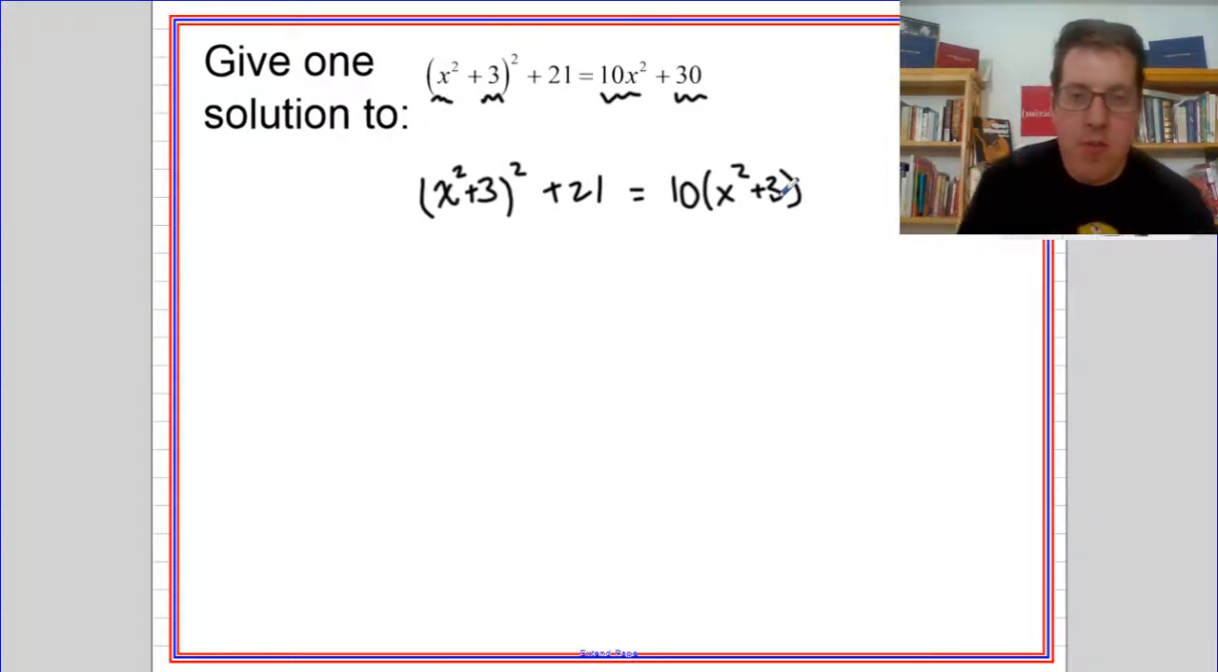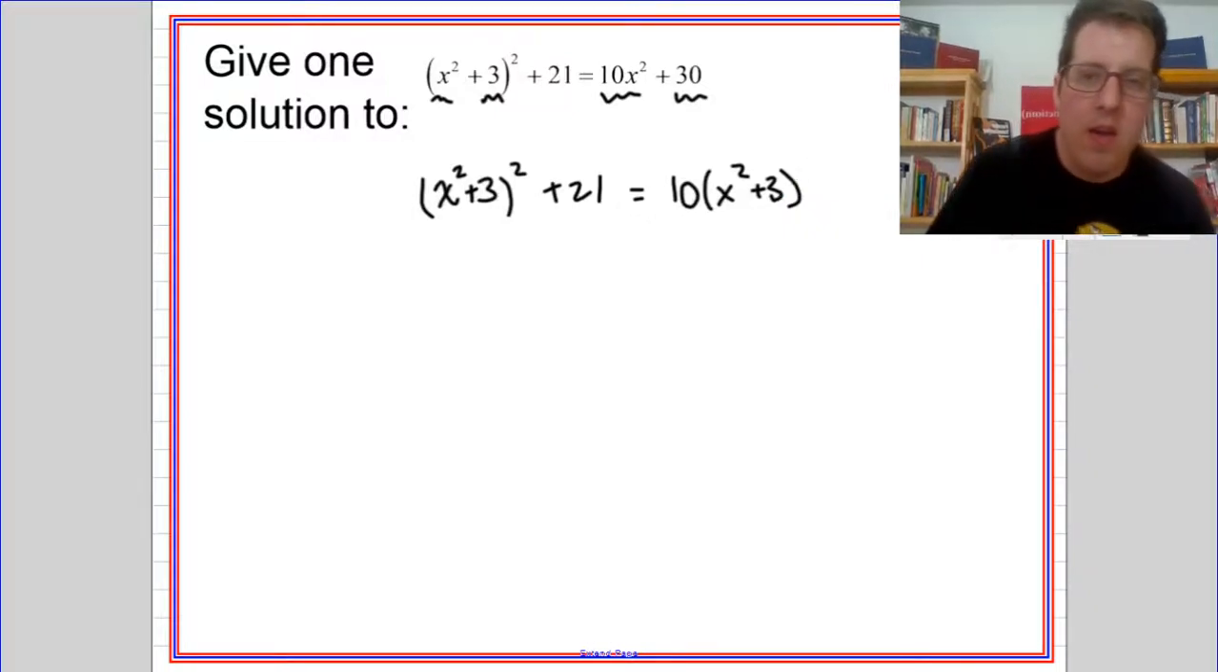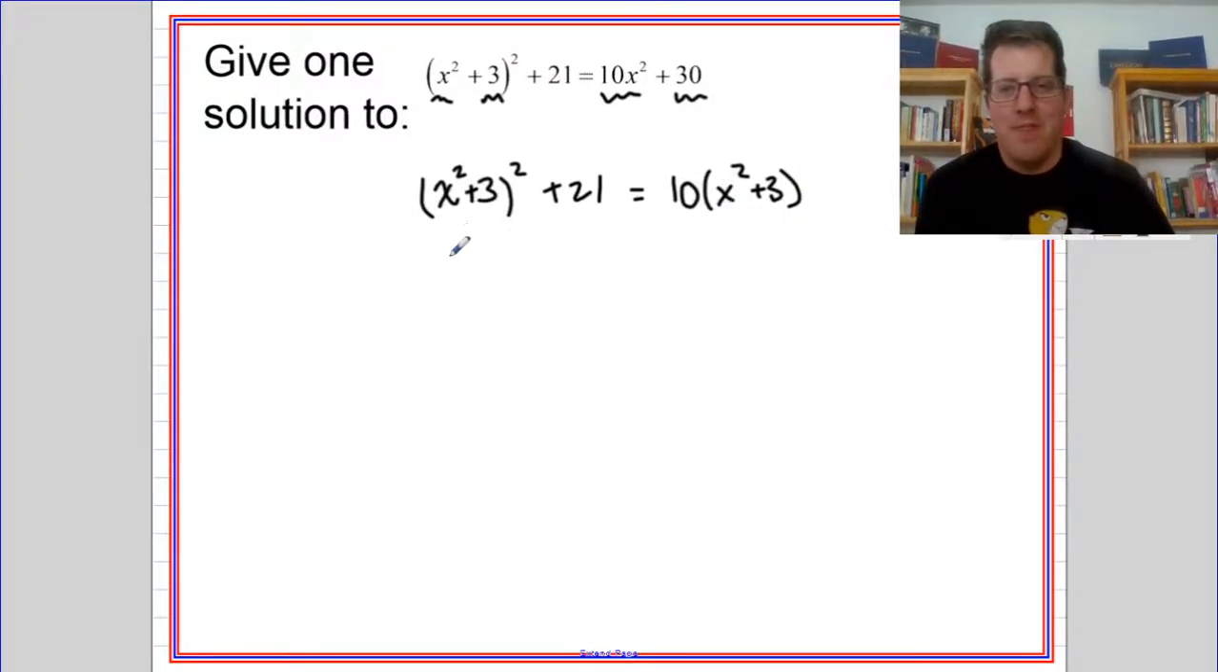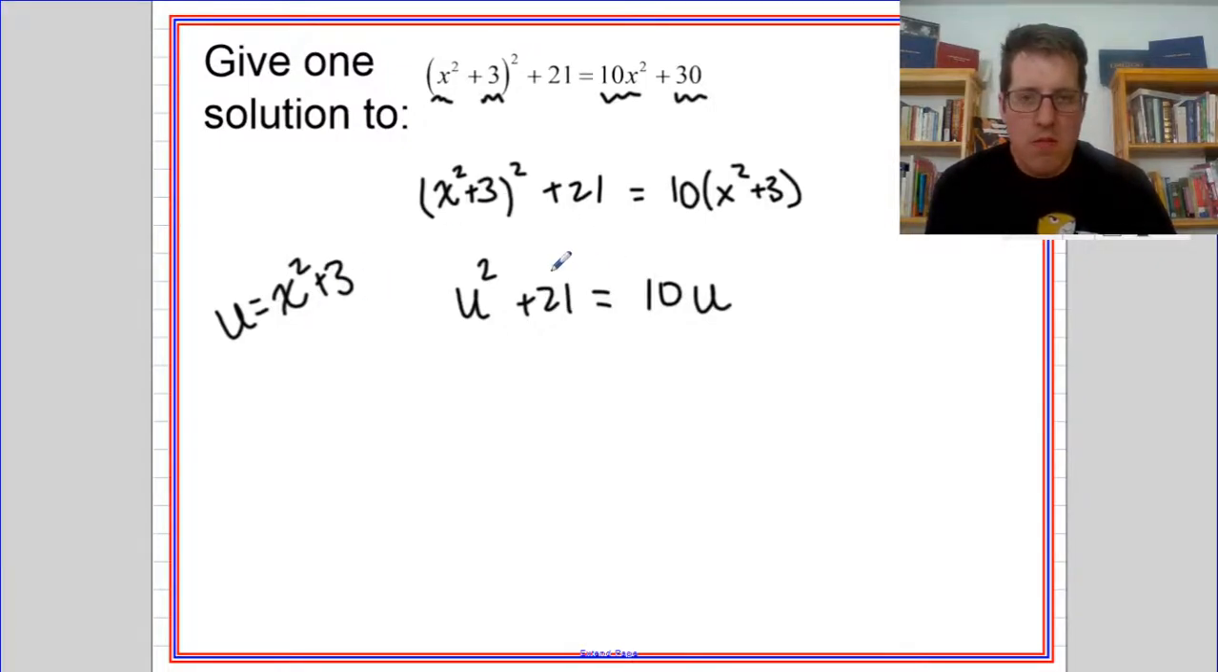Now this is an advanced approach. This is, in my mind, more Algebra 2 than Algebra 1, but that's okay. Here's what's cool about that. This is something squared plus 21 equals 10 times that thing. So I'm taking x squared plus 3, and I'm squaring it, and I have 10 times x squared plus 3. So this is just something that I could factor.